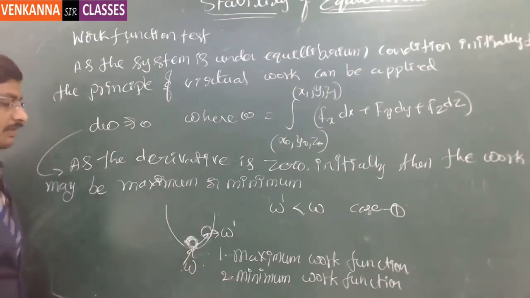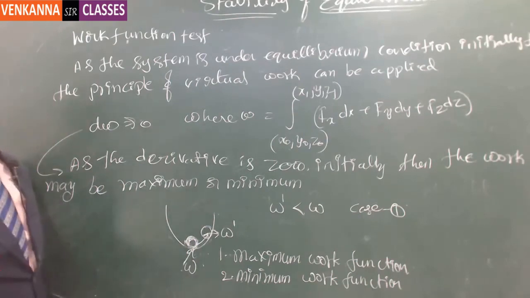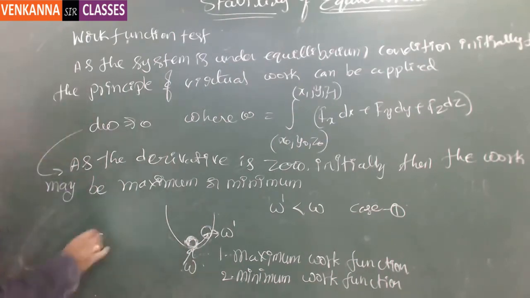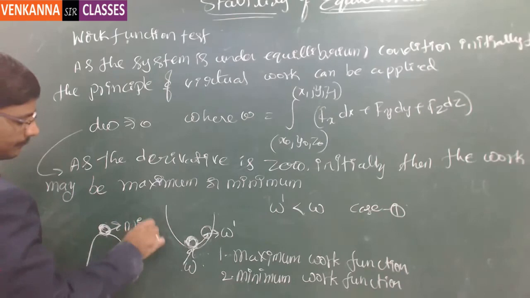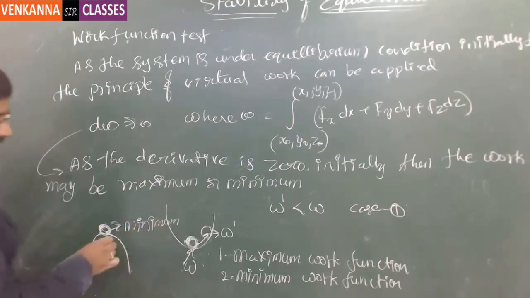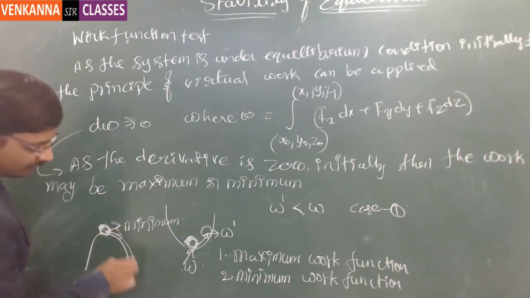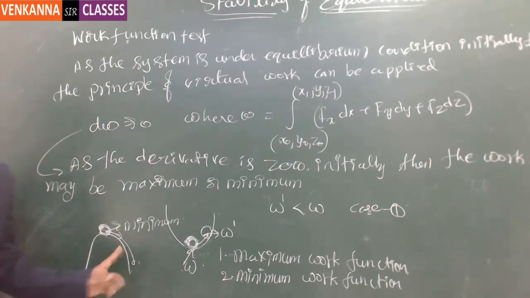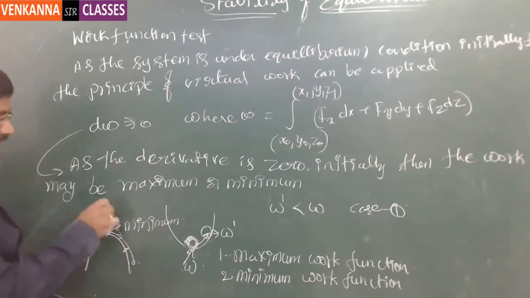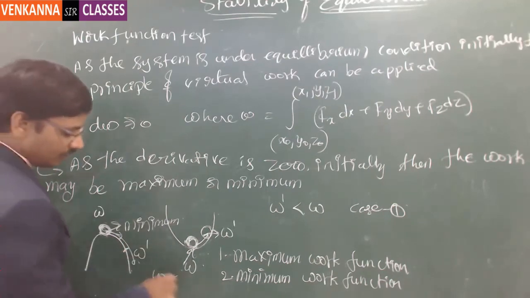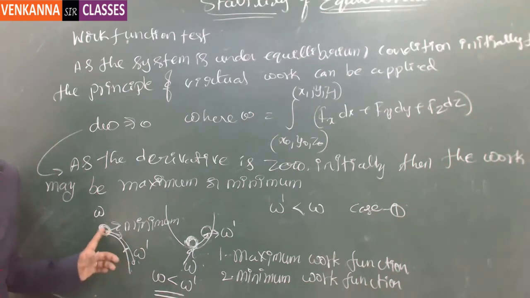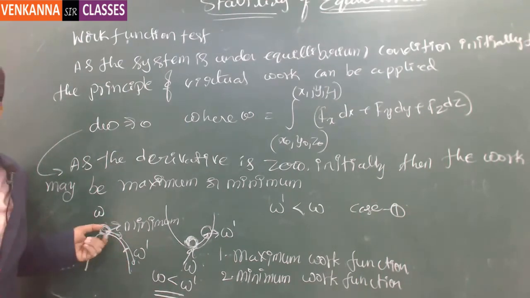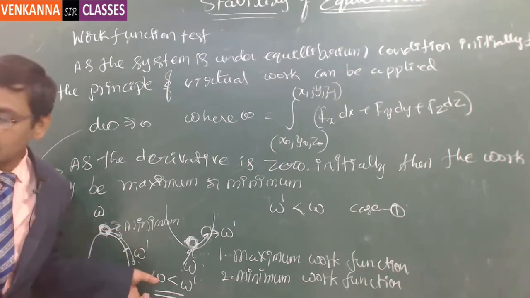Suppose I take the other way, and this is the minimum work function. Then it will be this kind of scenario, wherein the ball is like this. So here is the minimum work function. If you give a little displacement, it will fall down like this. So here W is less than W dash. If W is less than W dash, then if you give a little force, this force will do positive work and the ball will move away from there.